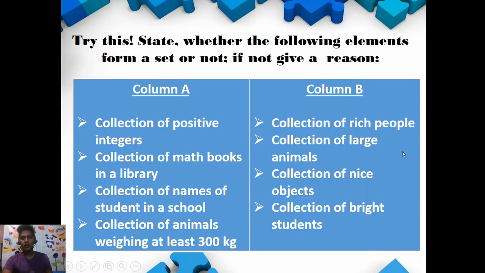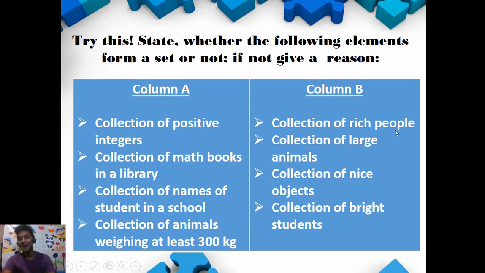We proceed to column B. Collection of rich people. Is this a set? This is not a set. Why? Because rich people we didn't define. We have different definitions of rich people. Rich people is a very broad term. So we need to specify it to make it a set.